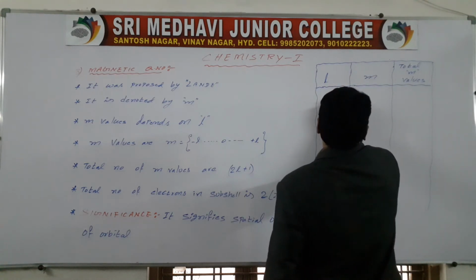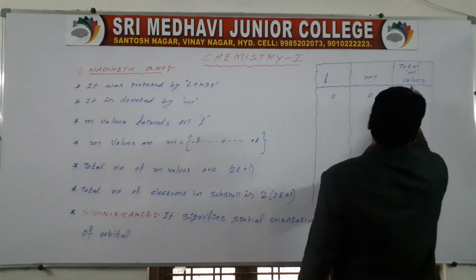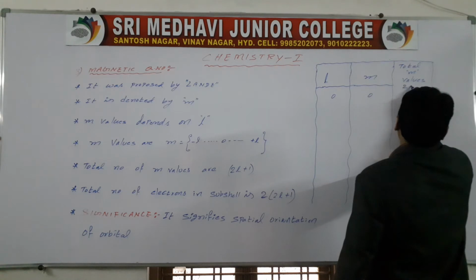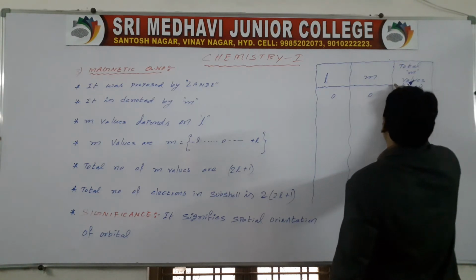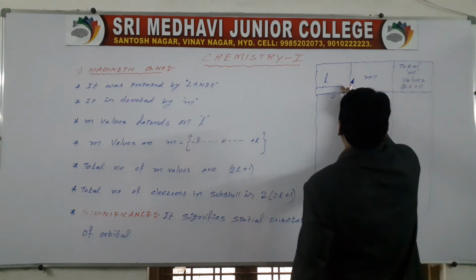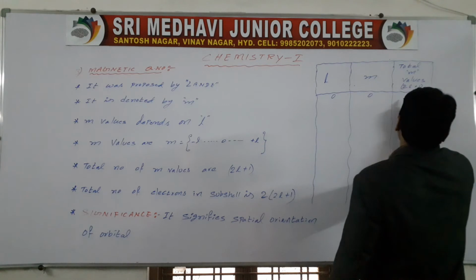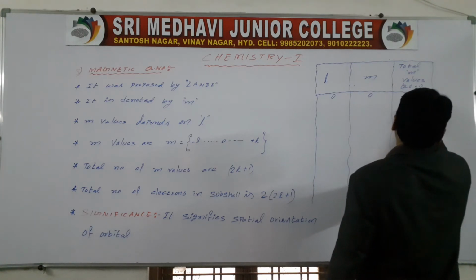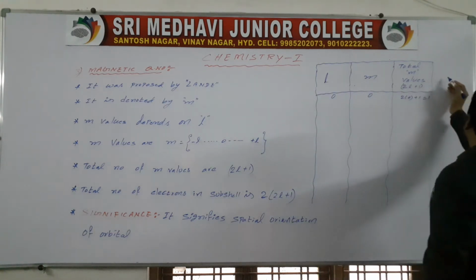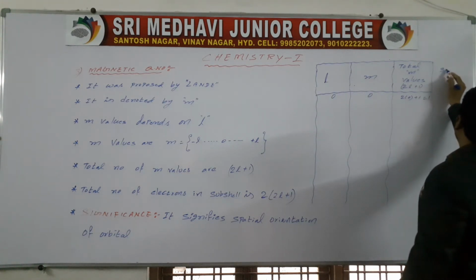So here L value is equal to 0, M value is 0. The total number of M values is 2L plus 1. Then 2 into 0 plus 1 means 1 value. So it is for the sub energy level, the subshell.